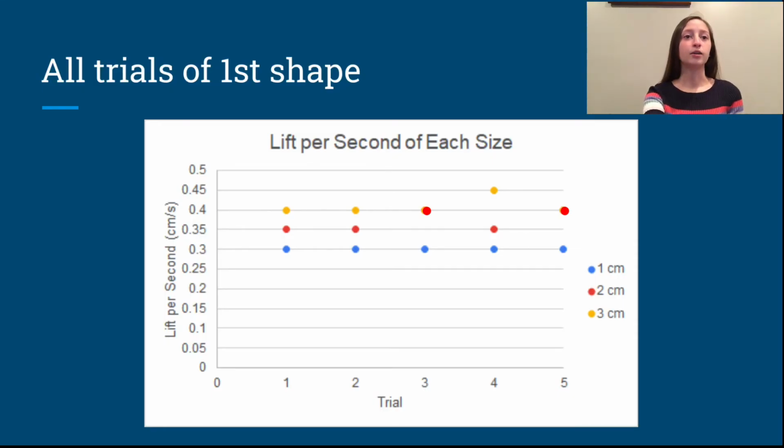Then I combined all of the trials of the first shape. The 1 centimeter height is the blue dots, the red is the 2 centimeter height, and the yellow is the 3 centimeter height.